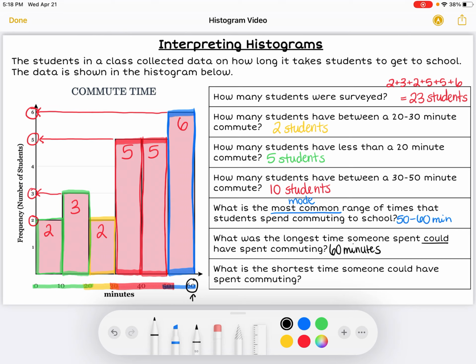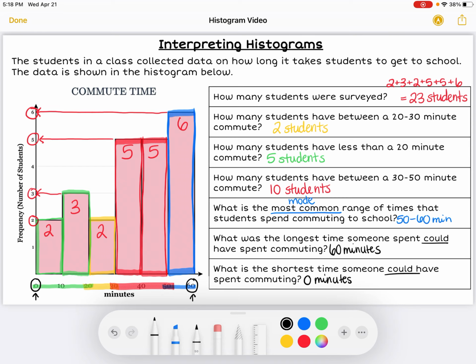And then the shortest time someone could have spent commuting, I'm going to go all the way to the left to find the smallest number where we see data, where we see a bar. And the smallest number where I see a bar is 0. So 0 minutes is the shortest possible time someone could have spent commuting.